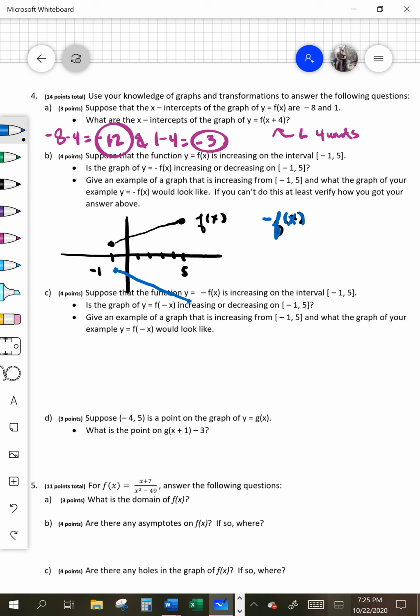And so looking at this, the graph of negative f of x would be decreasing on the interval of -1, 5. So now we're going to think about it as still increasing from -1 to 5. Could be the same graph, as long as it's going up from left to right, you're good. And so now we're going to look at this and give an example where it's increasing.